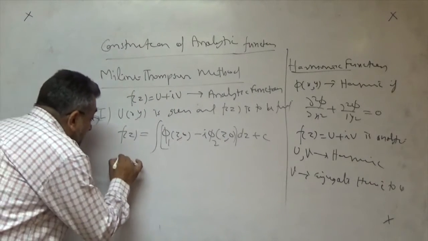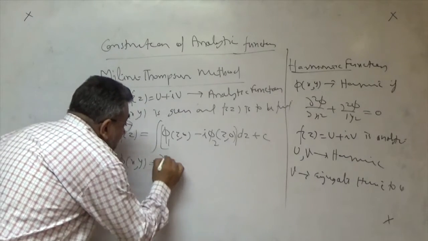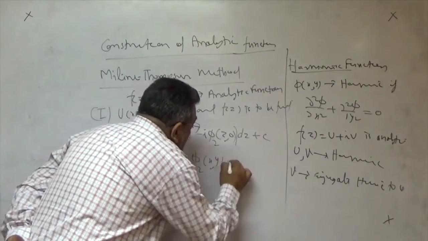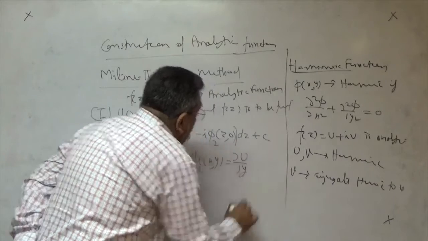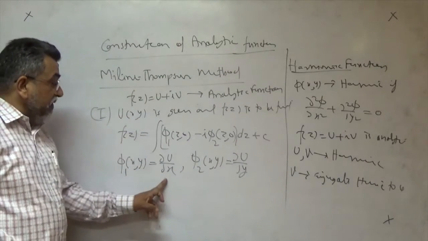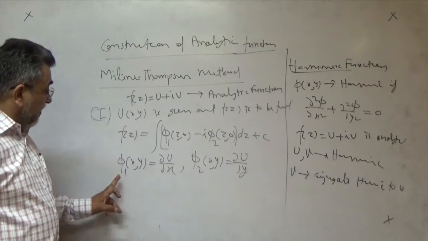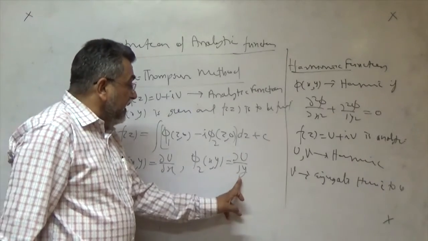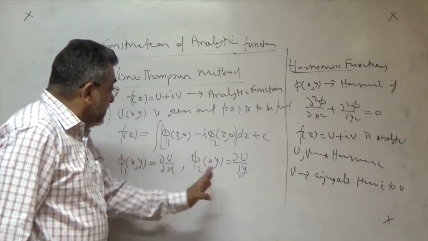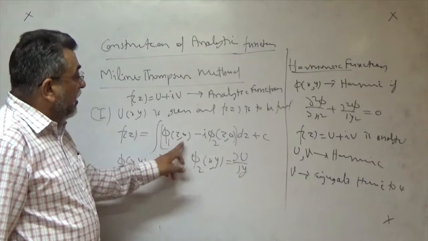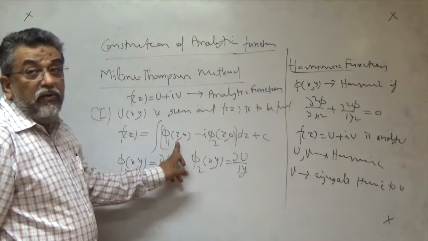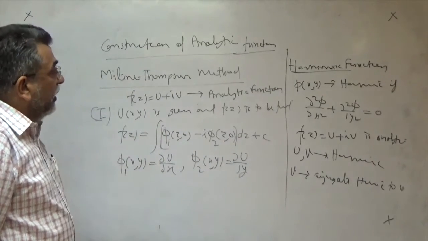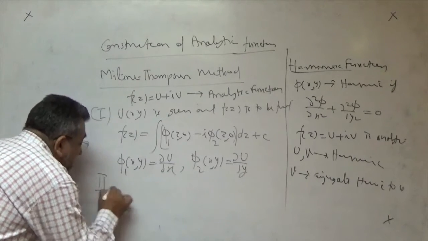Here we use phi 1 of (x, y) as the partial derivative of u with respect to x. Phi 2 of (x, y) is the partial derivative of u with respect to y, because u is given. So first you have to find the partial derivative with respect to x. It is expressed as phi 1 of (x, y), and the partial derivative of u with respect to y is taken as phi 2 of (x, y), and from these two you will get phi 1 of (z, 0) and phi 2 of (z, 0) by putting x equal to z and y equal to 0. Now substitute these values here and integrate with respect to z on the right hand side, and you will get your required analytic function.